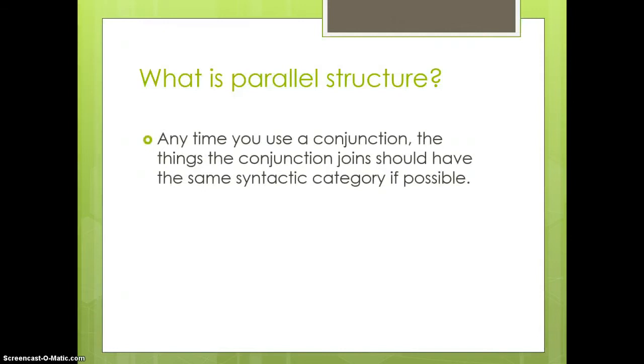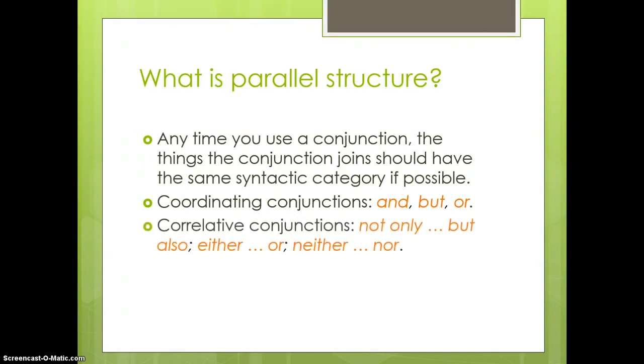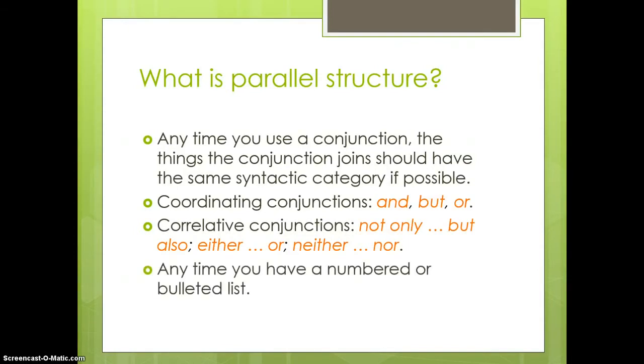Well, parallel structure involves using the same syntactic category, if possible, whenever you're joining things with a conjunction. And by syntactic category, I mean the part of speech or the larger phrasal category that we have. The conjunctions I'm talking about are the coordinating conjunctions, and, but, and or, primarily. Also the correlative conjunctions, not only, but also, either or, neither nor. And no conjunction at all if you just have a list of numbered or bulleted items.